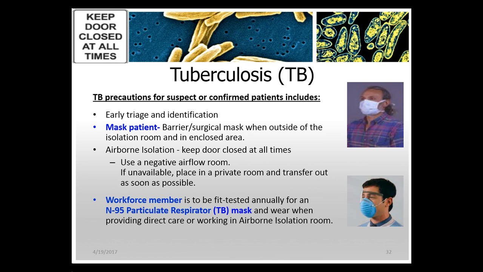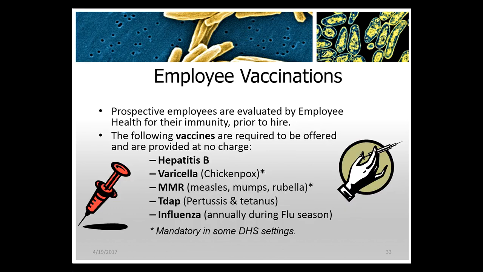Next slide. Employees are provided vaccines to protect them from exposure to different pathogens: hepatitis B, varicella, for chickenpox, MMR, measles, mumps, rubella, Tdap, that's for pertussis and tetanus, and the flu vaccine. All of these are provided to employees. The hepatitis B vaccine is only provided to employees who may be exposed to blood or body fluids, but all the others are provided to all employees. The varicella and MMR are actually conditions of employment and mandatory in some of our DHS settings. Next slide, please.